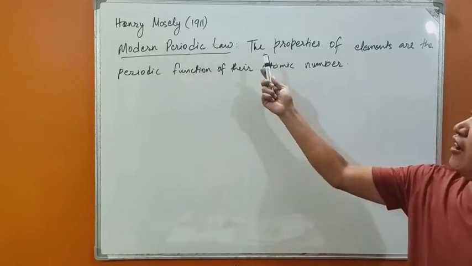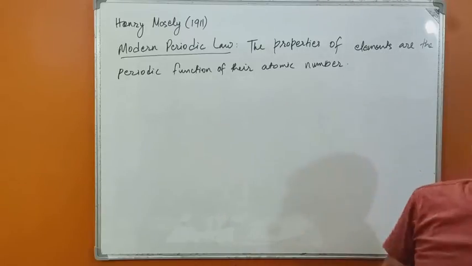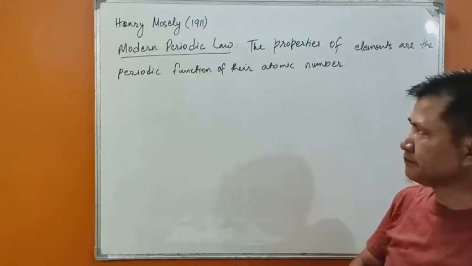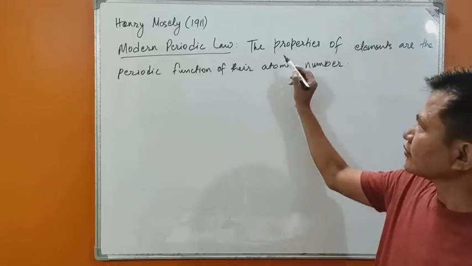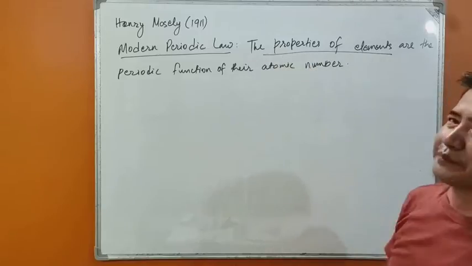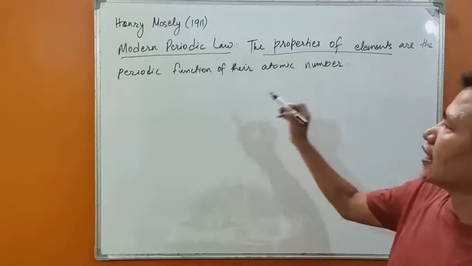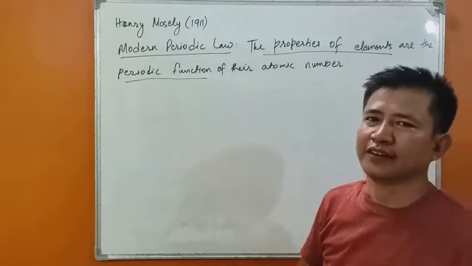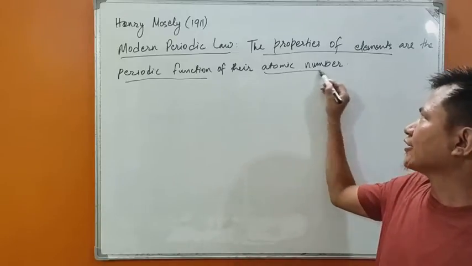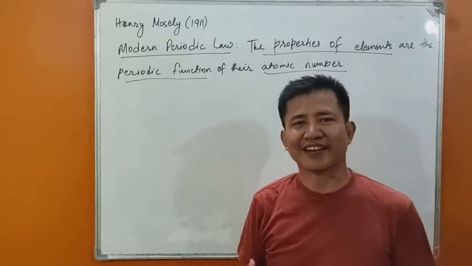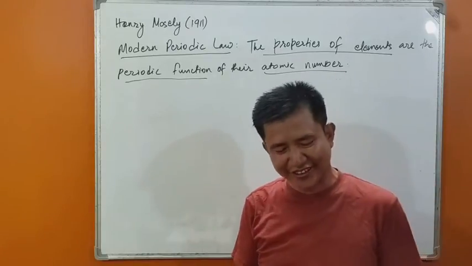Modern periodic law: the properties of elements are the periodic function of their atomic number. Let's understand this law first and then we will draw his modern periodic table as well. The properties of elements means both the physical and chemical properties of elements. Periodic function means which reoccur after a fixed interval, of their atomic number, means when the elements are arranged in the increasing order of their atomic number.